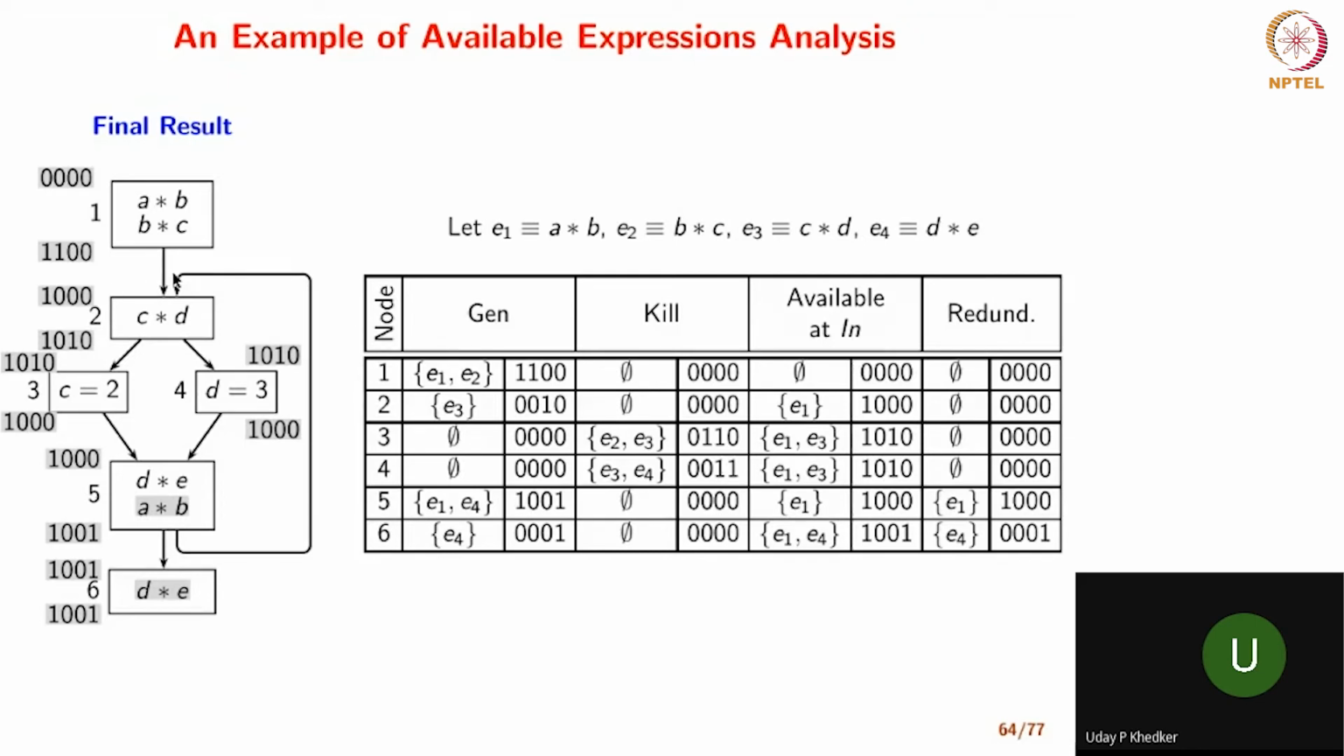Which is wrong as in it's a harmless error. It is an error, but it will be a harmless error because you would not be able to eliminate A star B, right? But precision requires us to compute the largest set of available expressions. For live variables analysis, we computed the smallest set of live variables, right? So therefore, we start with all ones or the universal set.